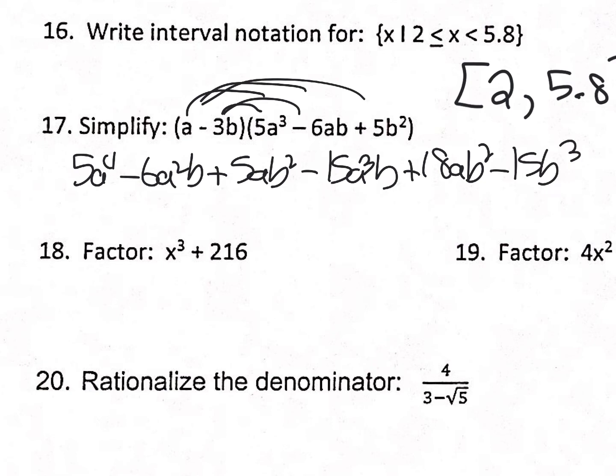And I'm looking for stuff I can add. And all I really see, I see those two. That's really all I see. So I'm going to start with 5a to the 4th. I'm probably going to rearrange and put the a cubed next, 15a cubed b.